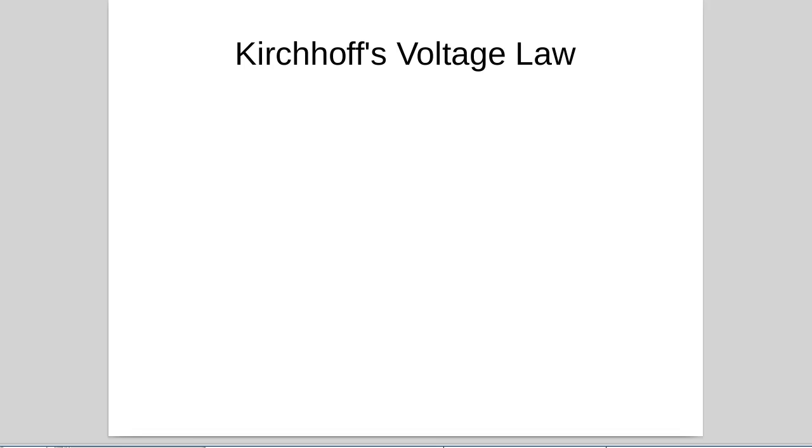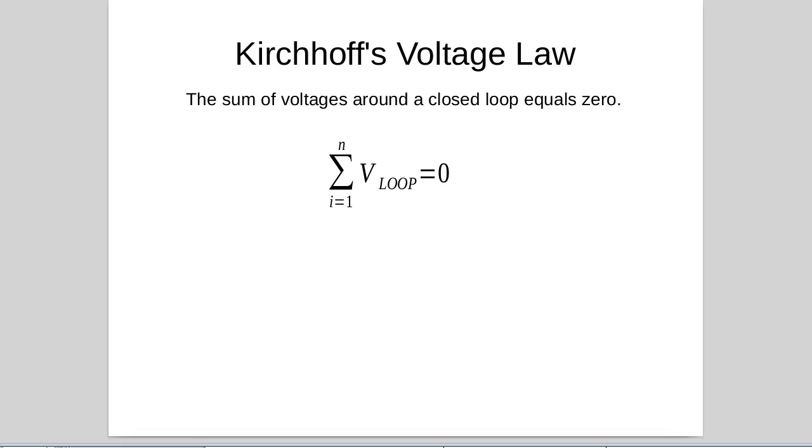Here we're looking at Kirchhoff's voltage law, or the KVL. Kirchhoff's voltage law states that the sum of voltages around a closed loop equals 0. Mathematically, the sum of the voltages around the loop equals 0.